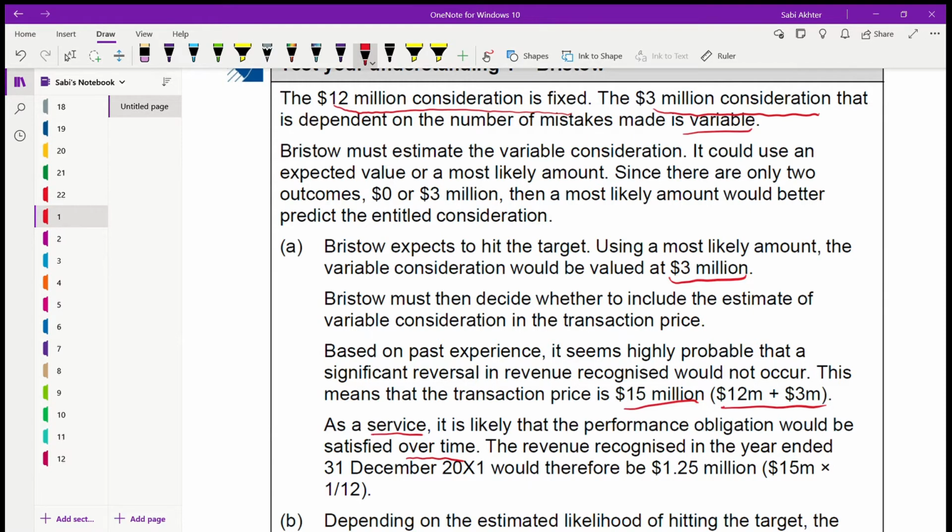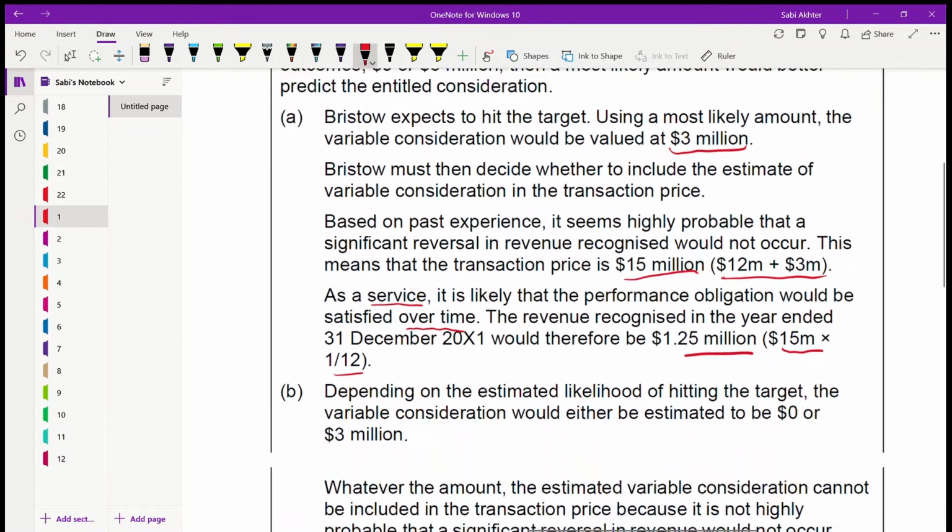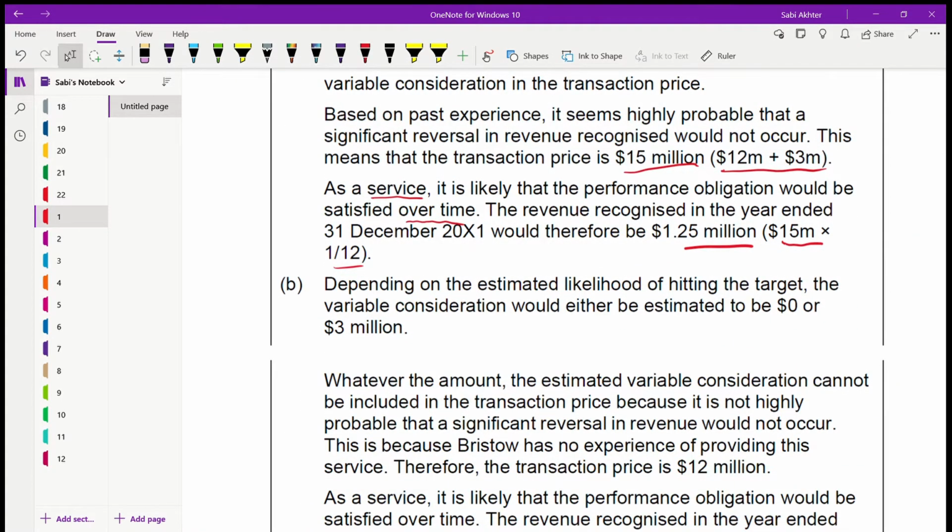Per month it will be this 1.25 million, because this 15 will be divided by 12. Now let us go to B. It is estimated that they will not hit the target. So it could be 0 or 3 million.